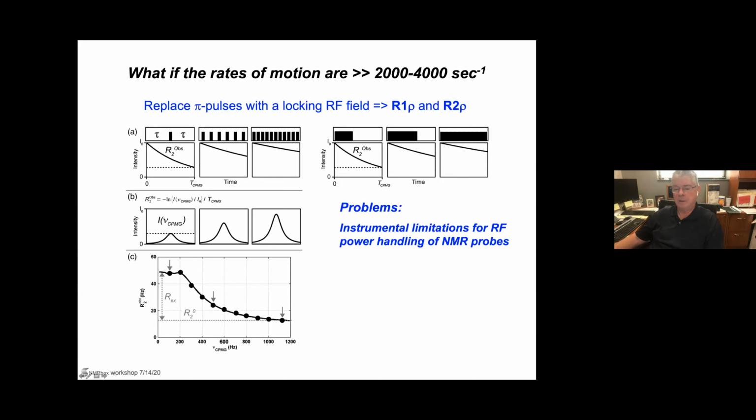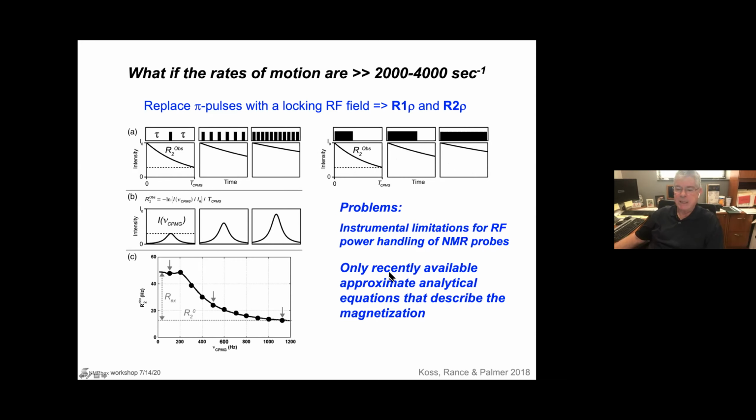One is the instrumental limitations, the amount of RF power that you can put into your NMR probe before you create what is frustratingly known as a positive smoke test. When you burn out the capacitors in your probe by applying too much RF, then you're dead, and you're dead for other experiments. And recently, analyzing this data was difficult.